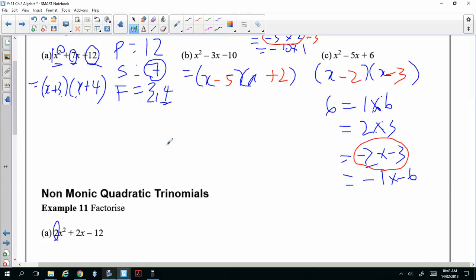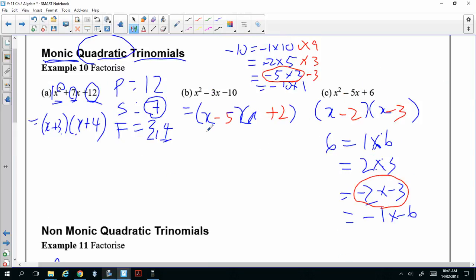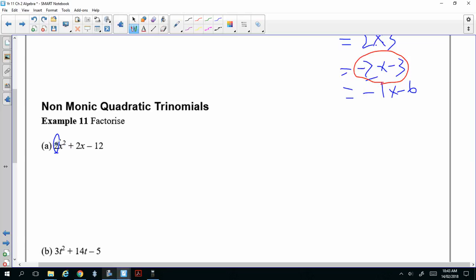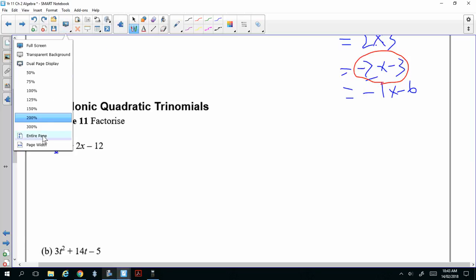Okay, now we finished that question. Any questions? Yeah, pretty easy. Non-monic. Non-monic are those that have numbers in front, and that has to be done slightly differently. Okay, we're going to look at the first one.